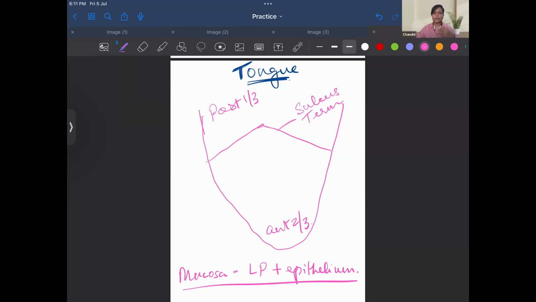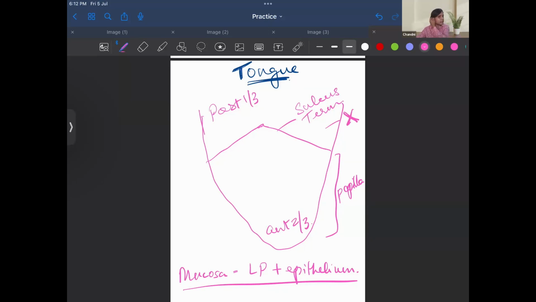Stratified meaning it's multi-layered, and squamous meaning as the cells go to the surface, they become flatter, and these flat cells are called squamous cells. Okay, now there are many microscopic differences, but the one key one that I'll mention here is that the anterior two-thirds of the tongue actually have papilla. Okay, what is papilla? We'll come to that. And the posterior one-third does not have it.